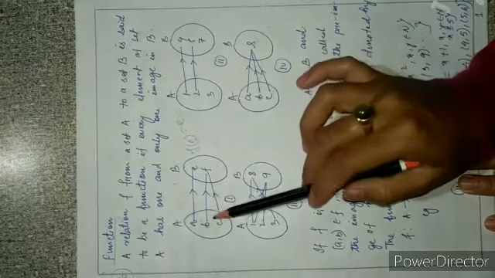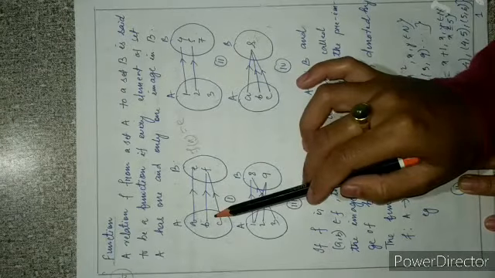This is called a function since every element of the set A has one and only one image.